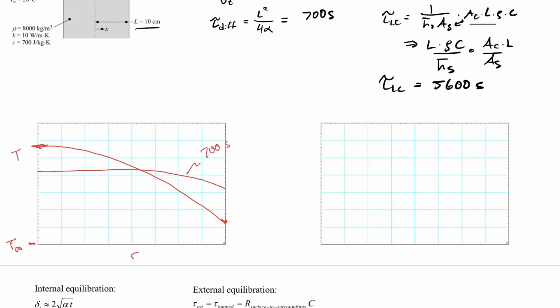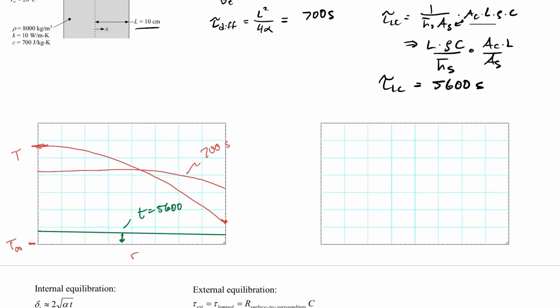Okay, and then if we look at this as a function of time, then for other times, maybe at tau LC, let's say 5,600 seconds, now we're starting to see that the whole body is coming into equilibrium with the surroundings down here. It's a really bad line. So this would be at T equals 5,600. And then as we go to infinity, this is going to approach T infinity. Okay, does that make sense?